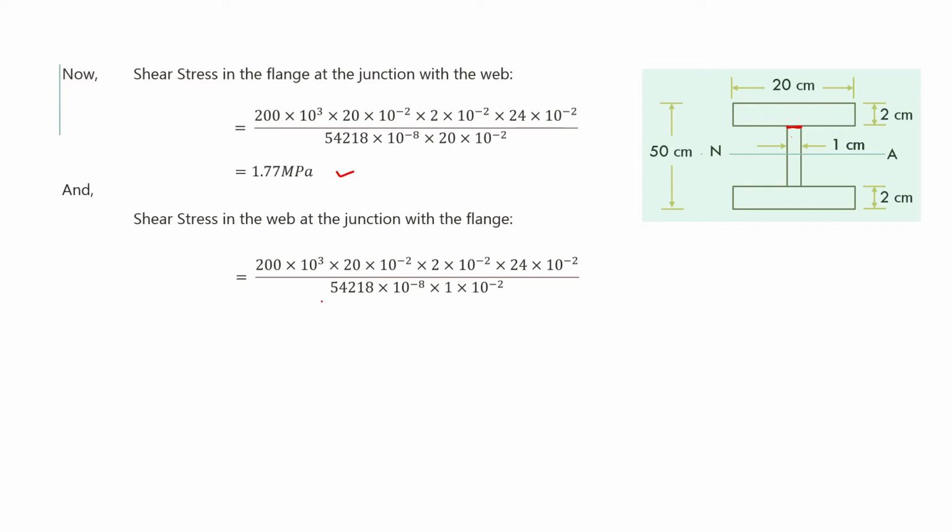So putting the values, so F, this is 200 into 10 to the power of 3. This is the F shear force जो already हमें given है. Area, again we will consider the area above this point. जिस point पे हमें shear stress find out करना है उसके above का area हम लेते हैं. So this is again the same area. This is the rectangular portion, means the flange. So area is 20 into 2. So this is 20 into 10 to the power minus 2 meter into 2 into 10 to the power minus 2 meter. So this is again the area.